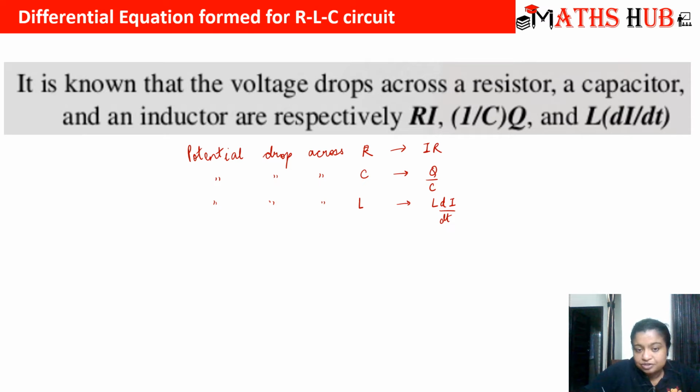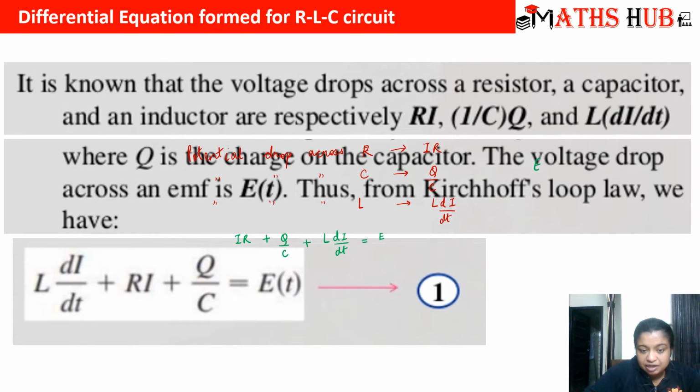So these are the potential drops. Now, according to Kirchhoff's law, the potential drop across all the three components, that is R, L, and C, should be equal to the total electromotive force. And the total electromotive force that is given to us in the circuit is E, right? So accordingly, we get IR plus Q by C plus L di by dt equal to the total electromotive force, that is E. So that becomes our first equation. I've just rearranged the terms, so you can see L di by dt plus IR plus Q by C is equal to E.